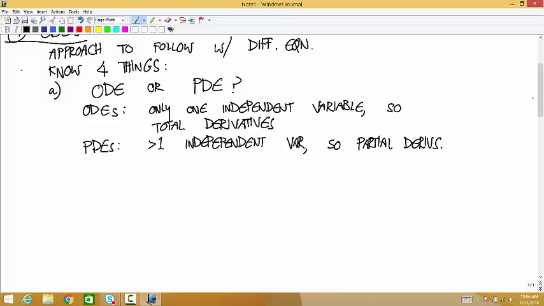For example, an equation that depends on x and y independently. Your independent variables are the location in a plane, and the function is the height above the plane or whatever. A differential equation where that's the function is going to be a partial differential equation, with two independent variables. The second thing related to that is to identify the independent variables and the dependent variables.